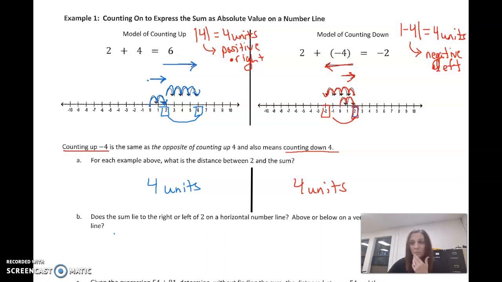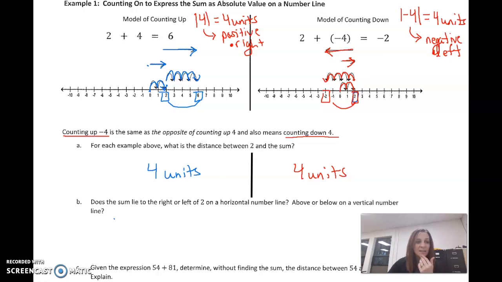Okay, so now it says, does the sum, that is the solution, our answer, lie to the right or left of 2 on a horizontal number line? Horizontal, that's the one we have here. Does our answer, 6, lie to the left or right of 2? Well, it lies to the right.